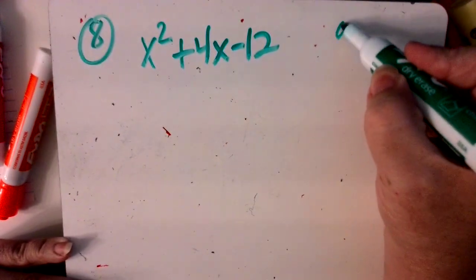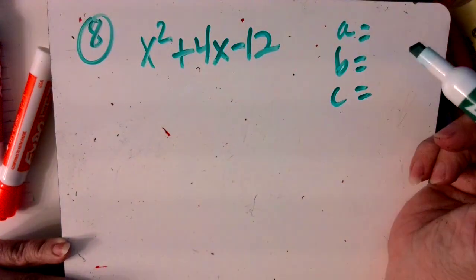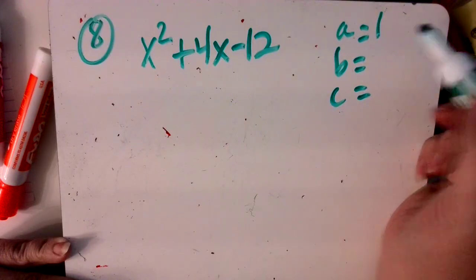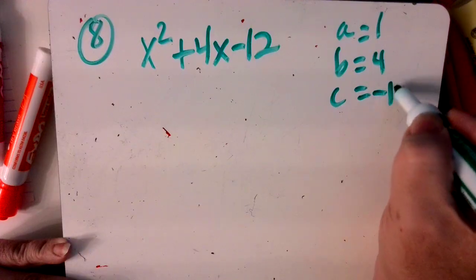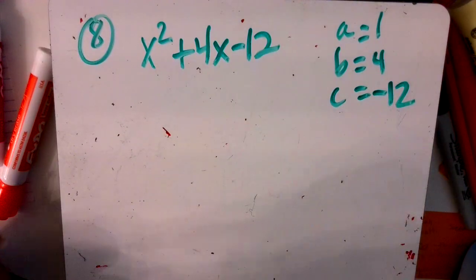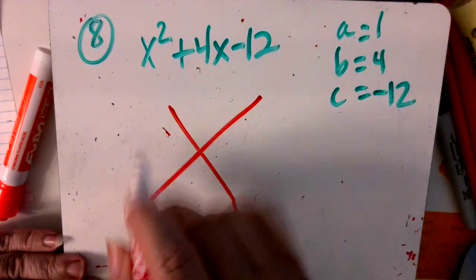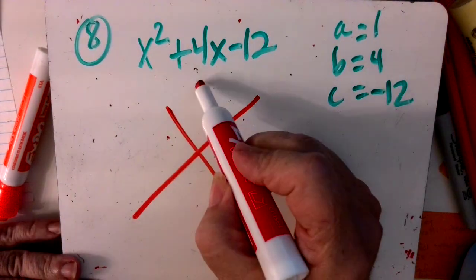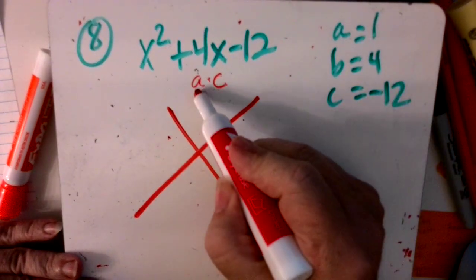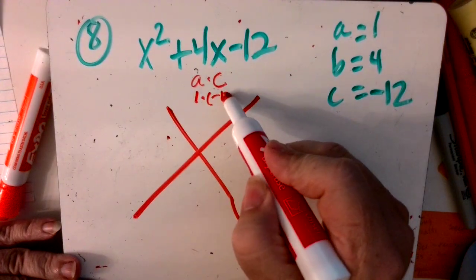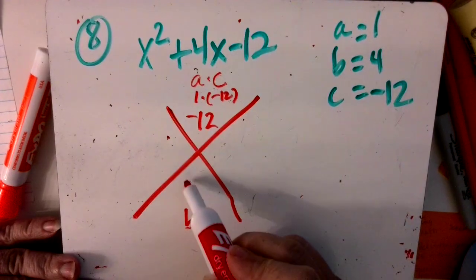Okay, so again, I like to do my first step is to identify A, B, and C. So again, A is the number next to x squared, which is 1. B is the number next to the x, which is 4. And C is the constant, which is negative 12. So remember to take the sign with the number. Draw my X or diamond. On the top, it's A times C. So I look here, 1 times negative 12, which is negative 12. And then this bottom is B, which is 4.